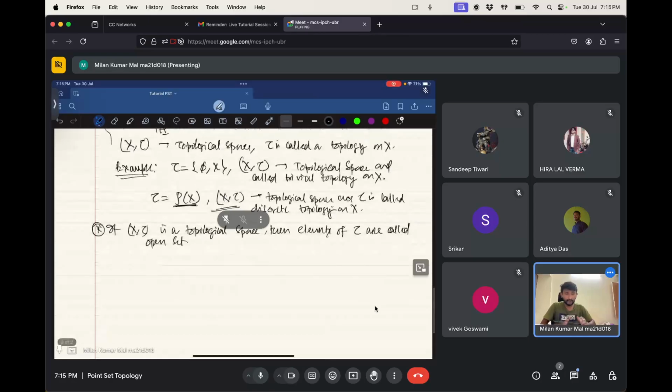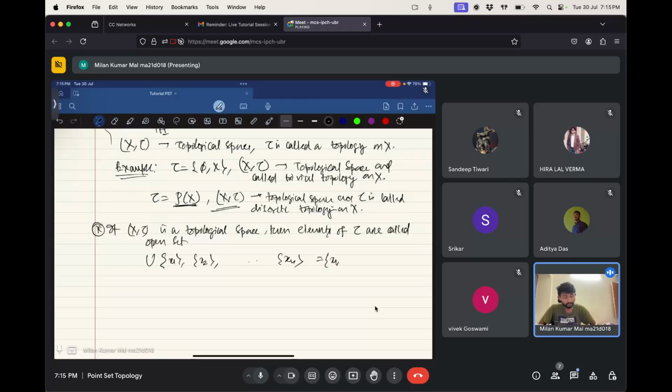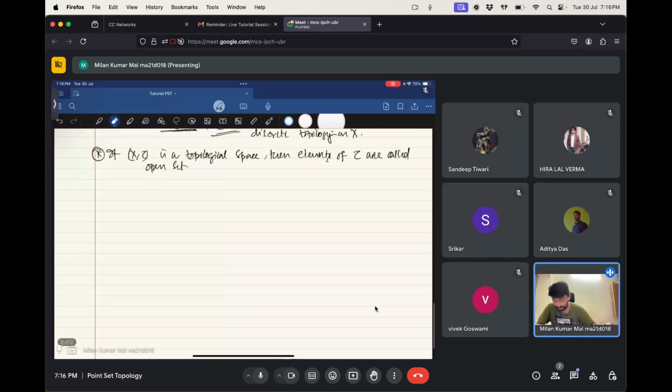That means if I take a finite number of elements like x1, x2, these are open sets in the discrete topology. If I take the union of all these things, I will get something like {x1, x2, ..., xn}, and that will be an open set. That means if tau contains singleton sets, then every subset of X will also be in tau. That is my point here. I just want to make these two definitions to continue to the next part.